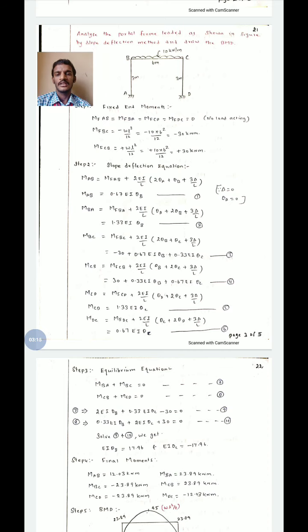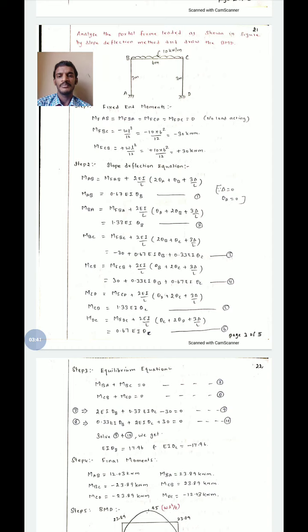For the right end, MCB equals M of CB plus 2EI by L into theta B plus 2 theta C plus 3 delta by L. Similarly, substituting same values as above, we will get MCB as 30 plus 0.33 EI theta B plus 0.67 EI theta C as fourth equation.